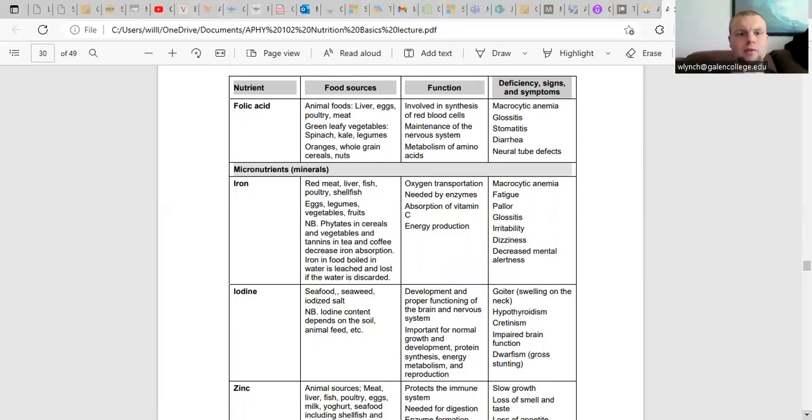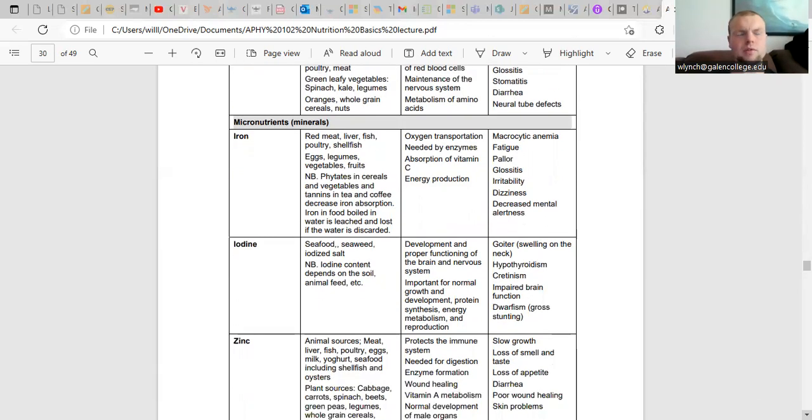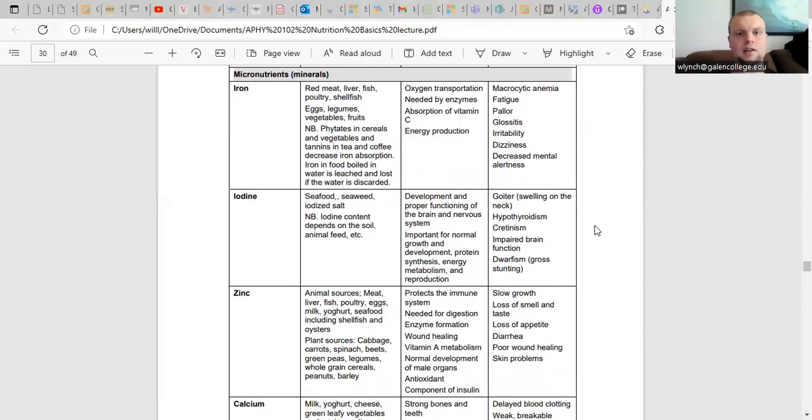Moving into our micronutrients, these are going to be our minerals. So we finished up with our vitamins there. Minerals such as iron. Iron is going to be incredibly necessary for oxygen transportation as it forms the heme group in a red blood cell. It's also needed for absorption of vitamin C. We find this in high concentrations in things like shellfish and red meat, and to a lesser degree in things like eggs and legumes.